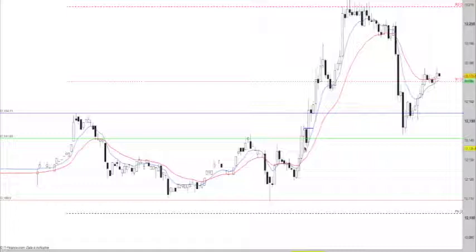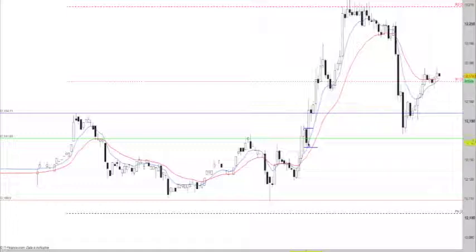However, I didn't take it because this candlestick bar here is too big in terms of risk. So if I'm going to take a trade from that particular bar, my stop's going to be down here somewhere.